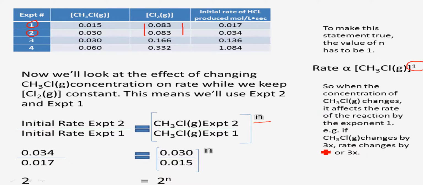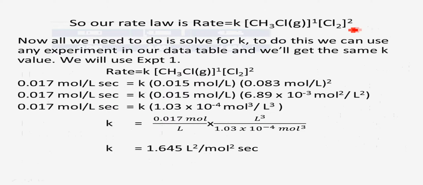In other words, if I triple my concentration of CH3Cl, well, 3 to the power of 1 means my rate changes by 3 times. So here we can see that changing the concentration of my CH3Cl does not have as much of an effect as changing the concentration of my Cl2. If you remember, right, Cl2 changes concentration, the rate changes by the exponent 2. Change my CH3Cl concentration, my rate's going to change by the exponent 1. Now, all we need to do to make this into an equation is figure out our value for k.